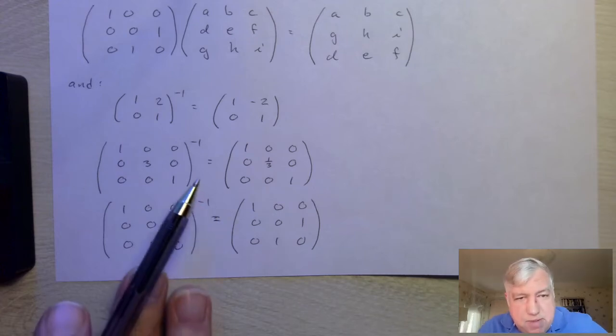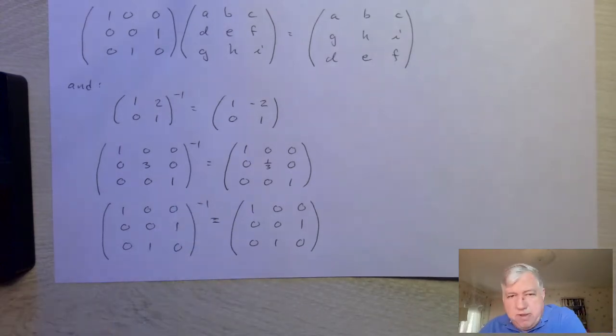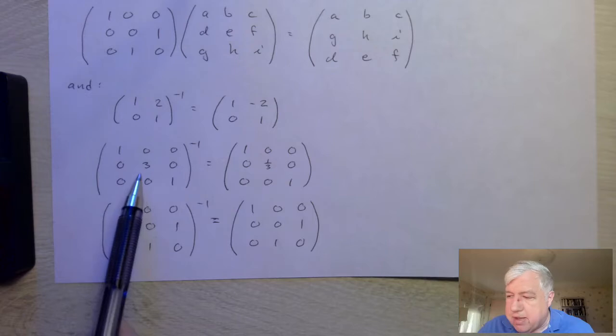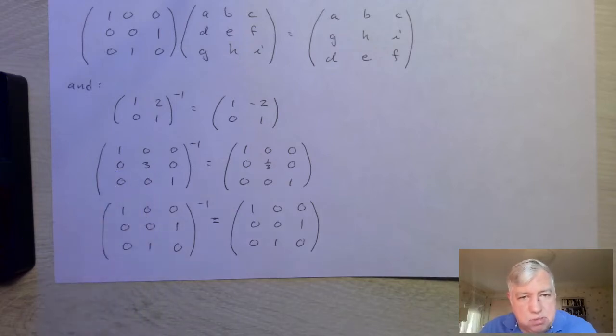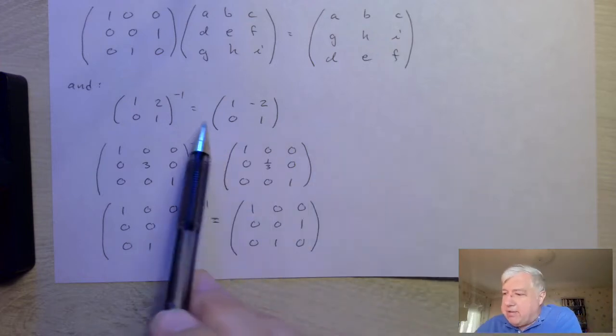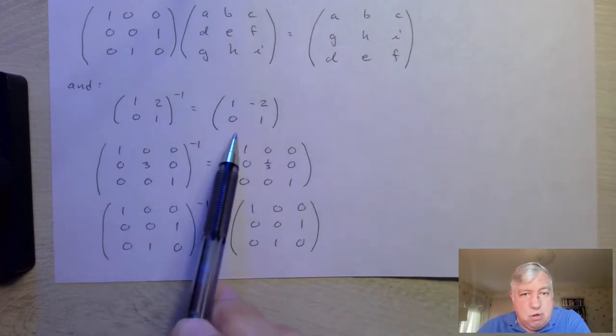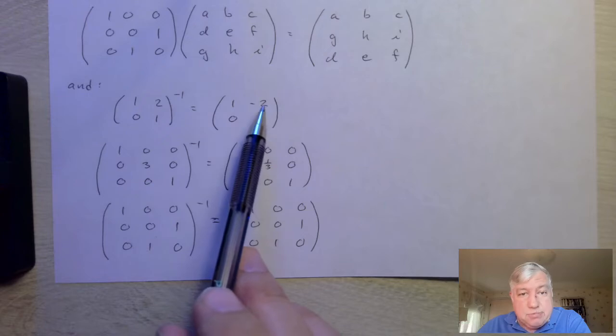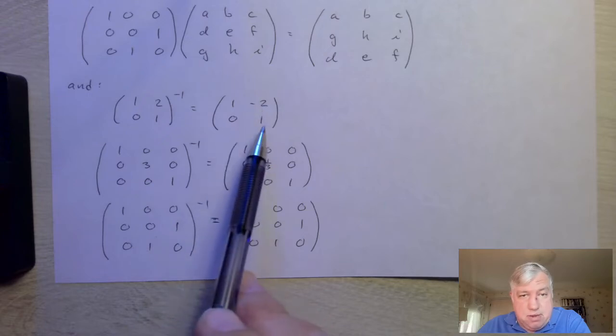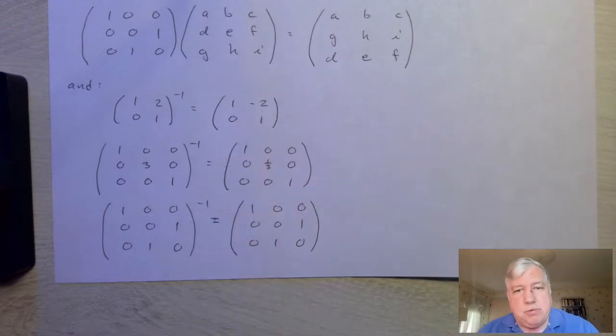And this kind of makes sense because, if you switch two rows and then switch them back, you get exactly what you started with, right? If you take a row, multiply it by 3, and then you multiply it by 1/3, you're back where you began. And if you add twice a row to another row, and then add negative 2 times that same row to the second row, you'll get what you started with.